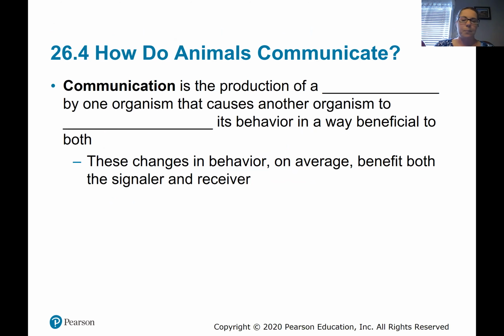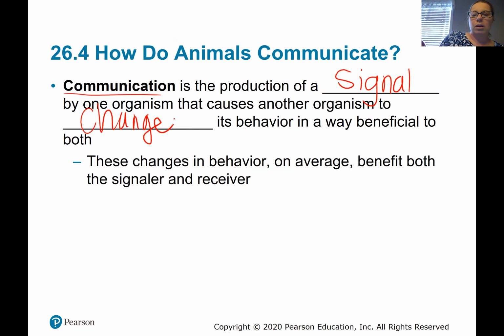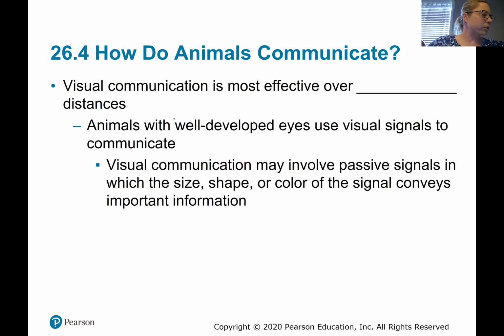Okay, now we have animals that interact, right? They're going to be interacting and competing among each other for resources. And so that interaction causes them to need to communicate with each other. And so communication is the production of a signal. Here's a good definition here for you. By one organism that causes the other organism to change its behavior. Okay. So hopefully that behavior will benefit both individuals. And so here's a few different types of communication.